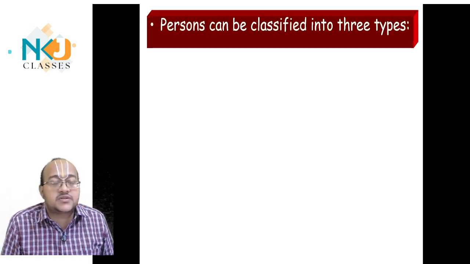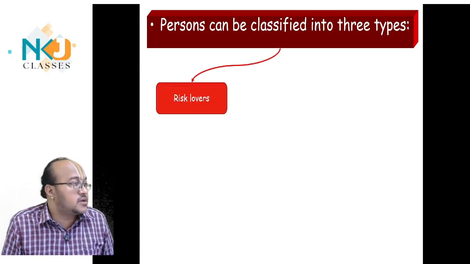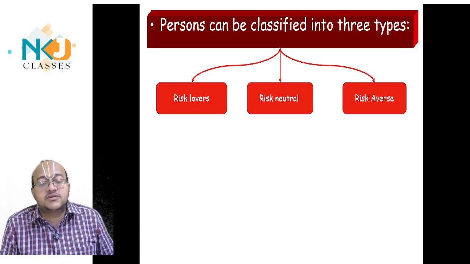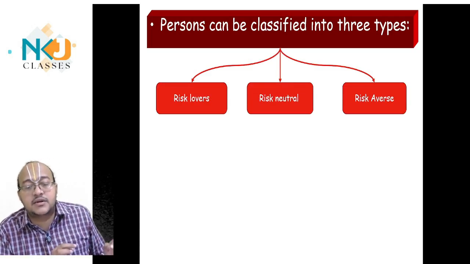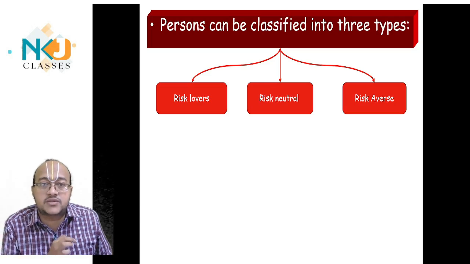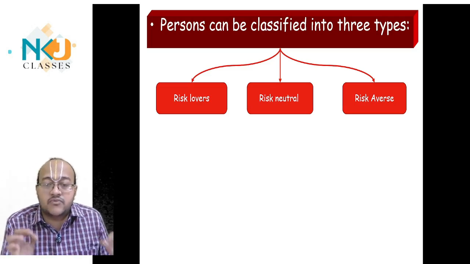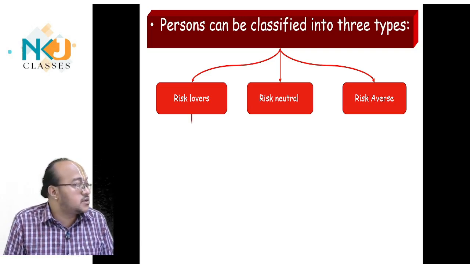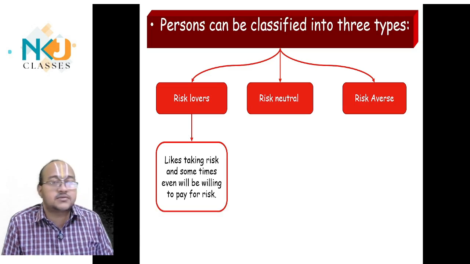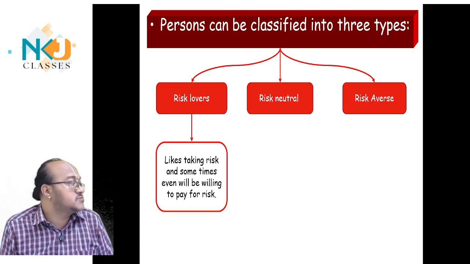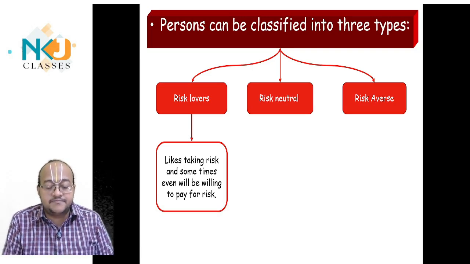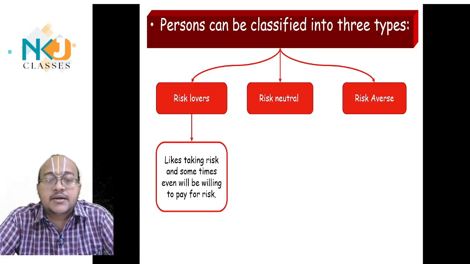Persons can be classified into 3 types: risk lovers, risk neutral and risk averse. This is something we already discussed in derivatives and under various heads, so the discussion becomes even simpler. Risk lovers are the persons who love taking risk and are even willing to pay some premium for taking risk. Very simple. Lottery ticket gambling is there.